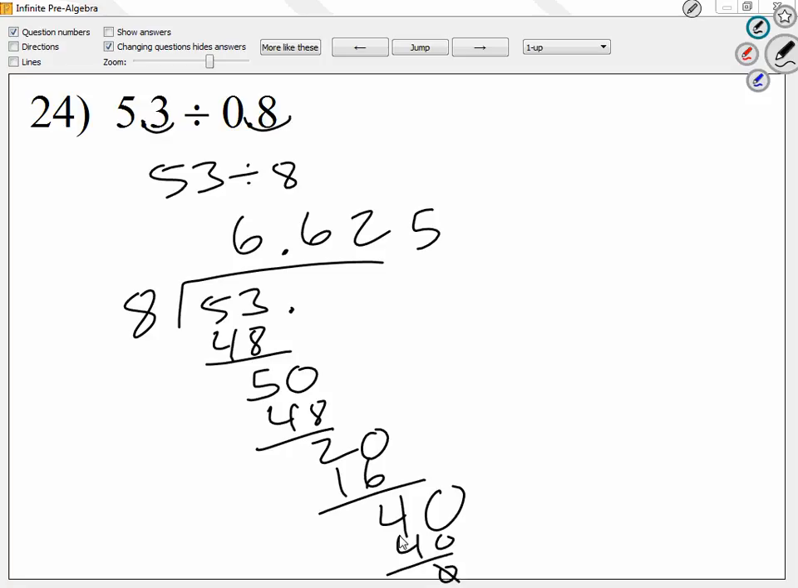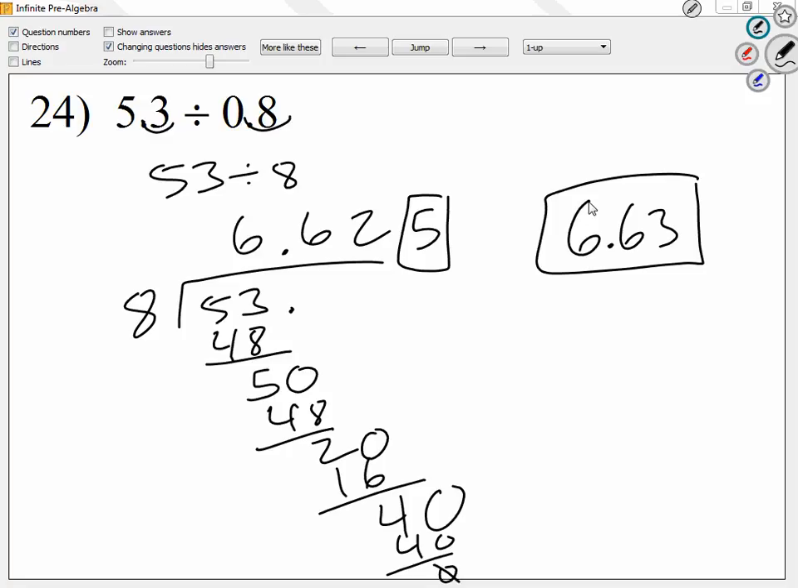My remainder stops. But I was going to stop anyways, because I already have my third decimal place. My third decimal place is big in this case, so what's my answer? 6.63. To look at this as money, you have $6.62. You have to add an extra penny, so 6.63.